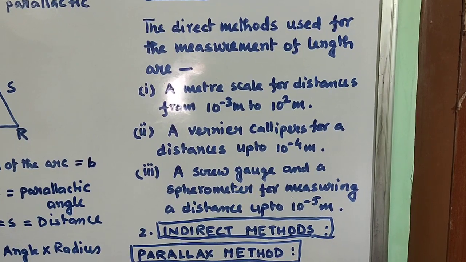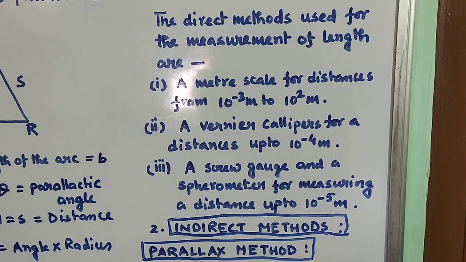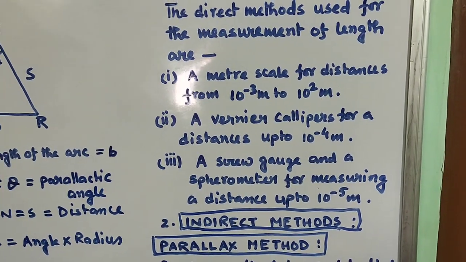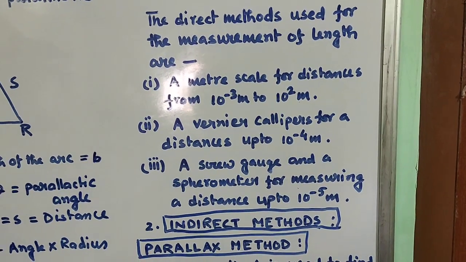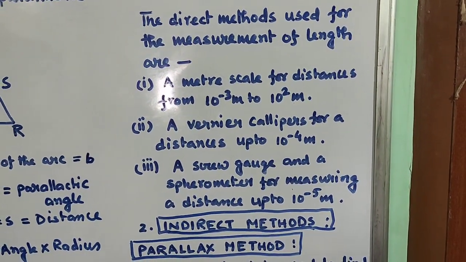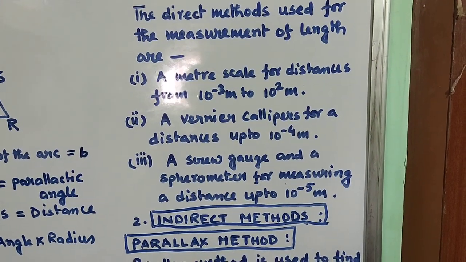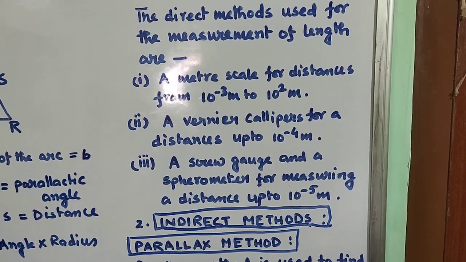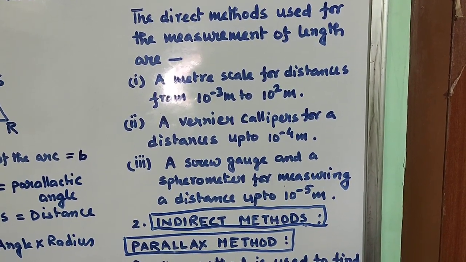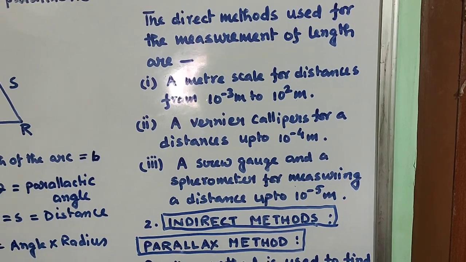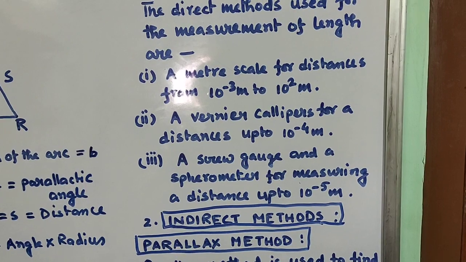Basically the scale which is used in our geometrical diagram is, I think, a 15 centimeter scale. So for some measurements we can use that scale directly, or for some measurements we can use a 1 meter length meter scale. In the vernier caliper, basically small distances are measured, and the instrument is more precise than the centimeter scale or meter scale.